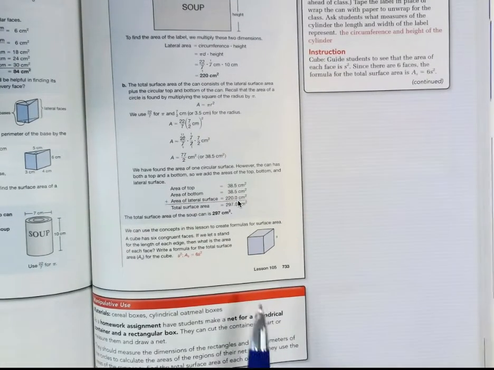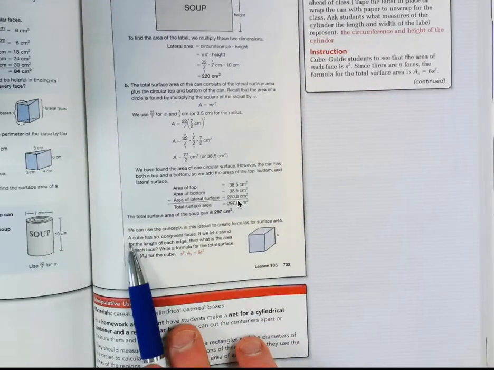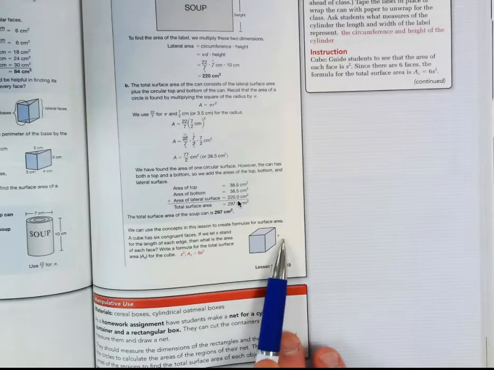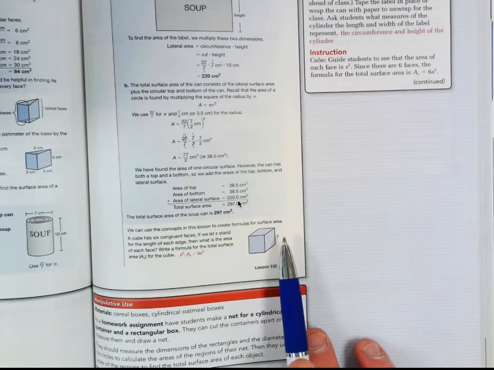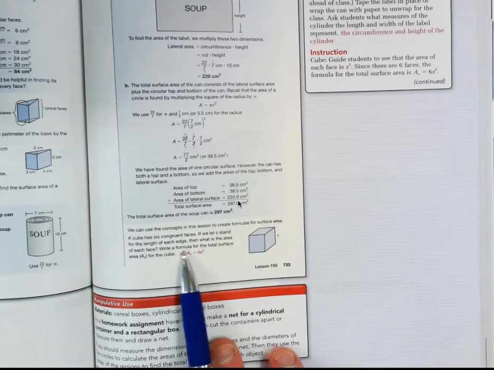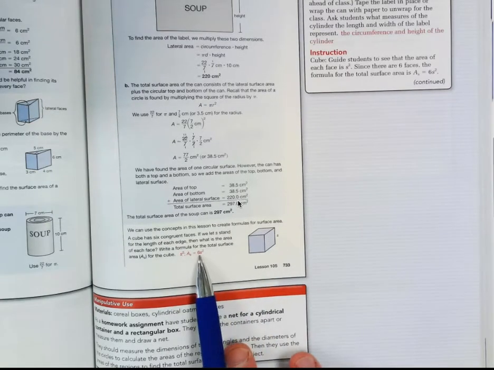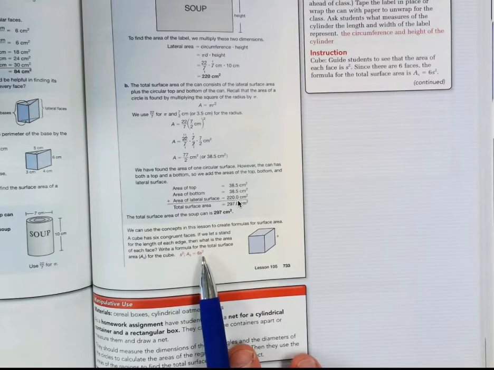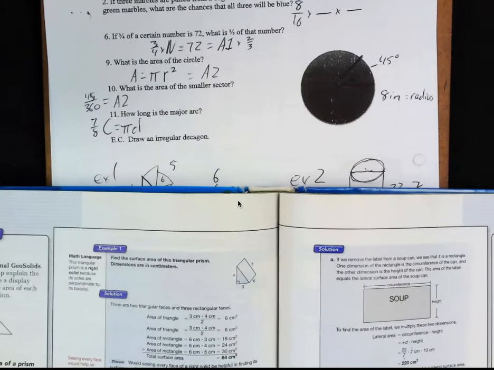At the bottom of the page it says this. We can use the concepts in this lesson to create a formula for surface area. A cube has 6 faces. They're all the same. So if I let S stand for the length of each edge, what is the area of each face? Well, it would be S times S, which is S squared. Therefore, write a formula for the total surface area. The S squared would give me 1, and I have 6 of them, so surface area would be 6 times S squared. You might want to have that memorized.